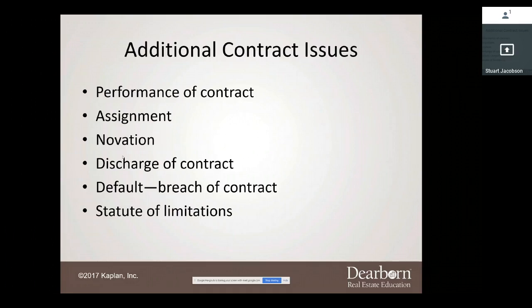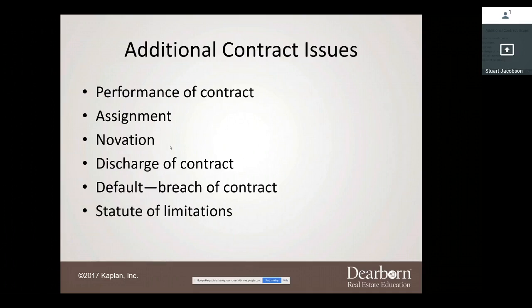Novation's a little different. This happens very rarely. But if you novate a contract, that means to substitute it for another contract. Novation is a substitution of another contract, which could include the substitution of parties. And a contract has to be able to be novated in order for a novation to occur. So it's not automatic that every contract is going to be able to be novated or assigned. So keep that in mind.